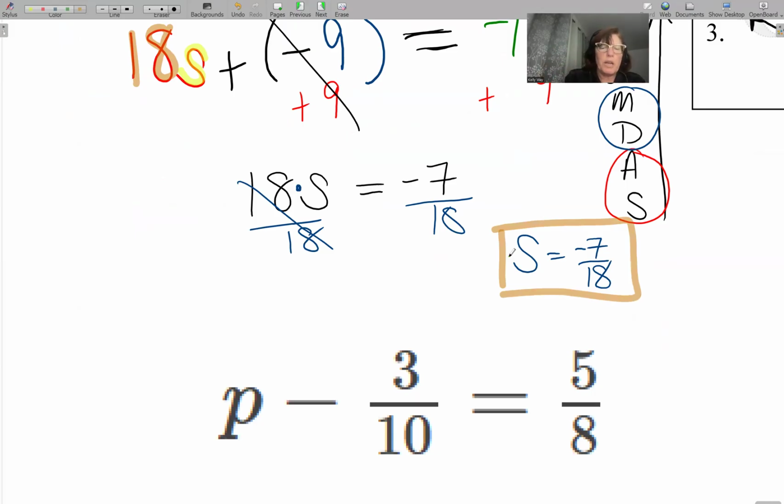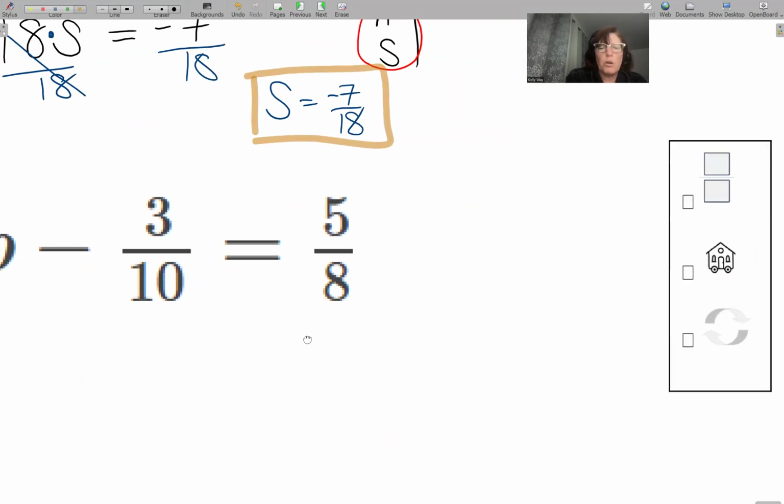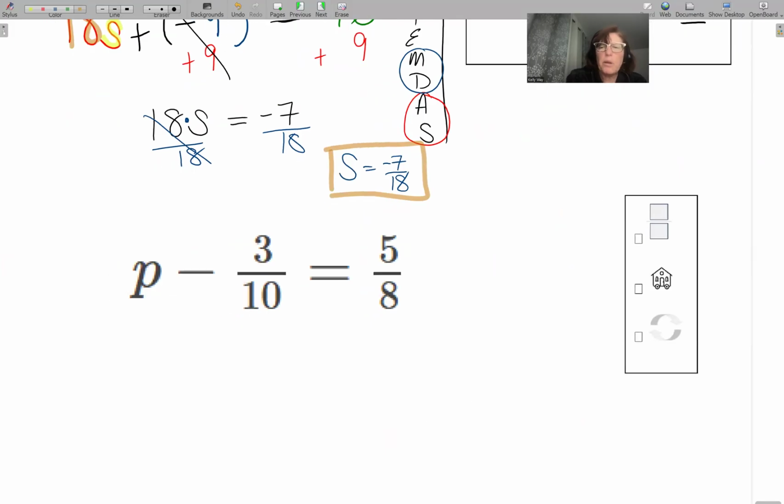Let's try another one. I know this looks really strange. So we're going to follow these same steps. Number one is we make everything a fraction. So that P is going to go over 1. That's a fraction. That's a fraction. So check. And then I have 10 and 8.